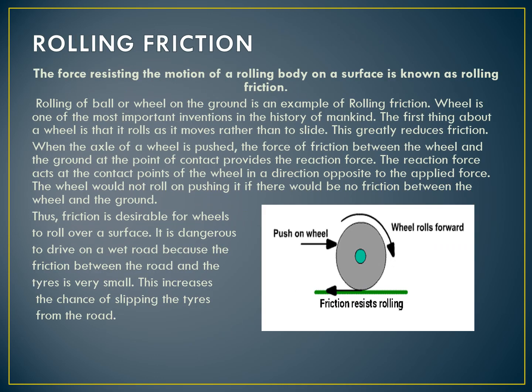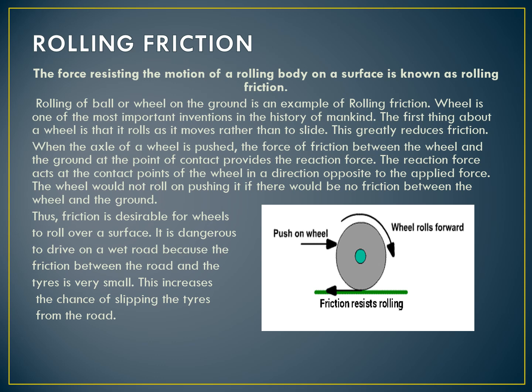Now, next topic is rolling friction. The force resisting the motion of a rolling body on a surface is known as rolling friction. Rolling of a ball or wheel on the road is an example of rolling friction. The wheel is the most important invention of mankind. The important thing about the wheel is that it rolls instead of sliding over a surface. This greatly reduces the value of friction.